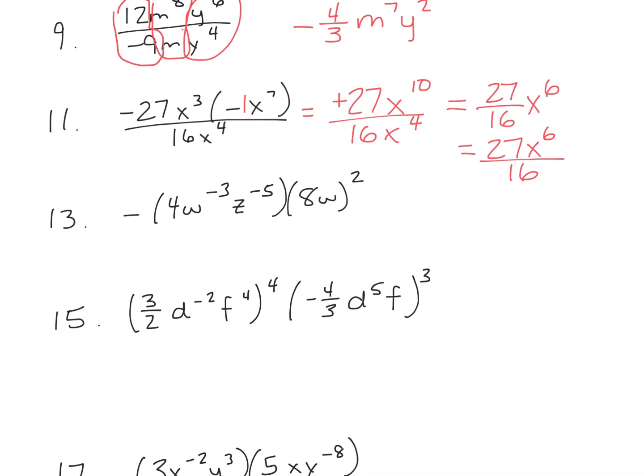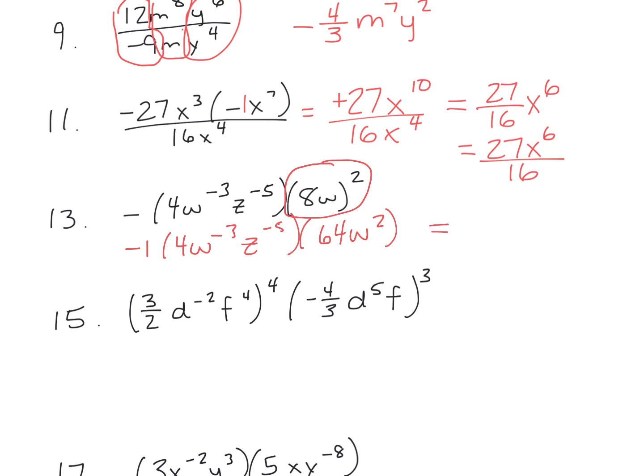Number 13. First thing I'd want to focus on is right here, because I have a parenthesis to a power. That means I've got to take everything to that power. So I'd have, this is like a negative 1 out here, 4w to the negative 3rd, z to the negative 5th. And then this would be 64, 8 squared, w squared.